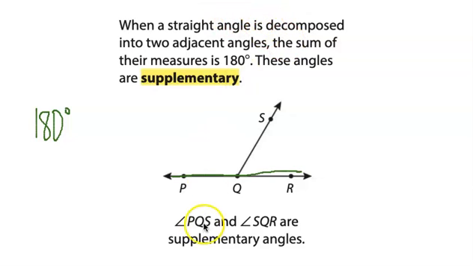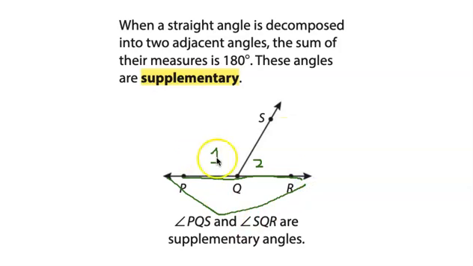So, in other words, when we break apart this straight angle, whoa, the drawing's bad. When we break apart this straight angle into two pieces, piece 1 and piece 2 will add up to 180 degrees. A straight angle has 180 degrees total, and then the two pieces will add up to 180. So, let's look at an example.